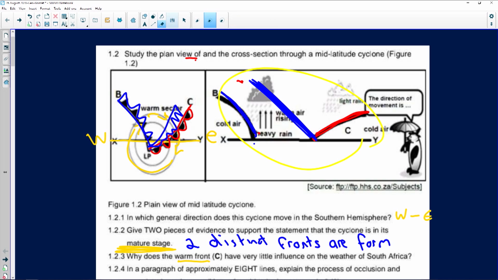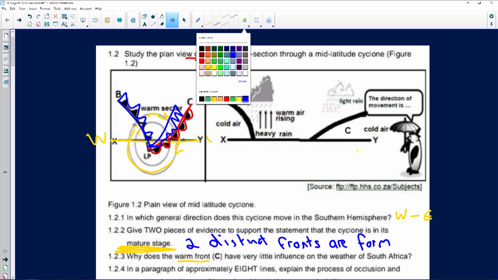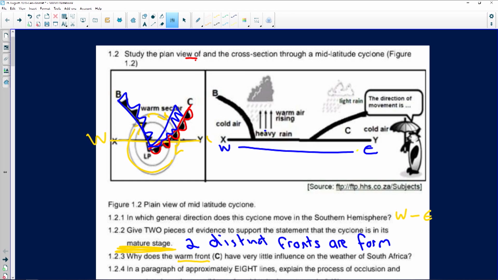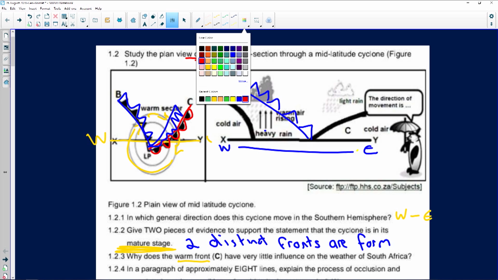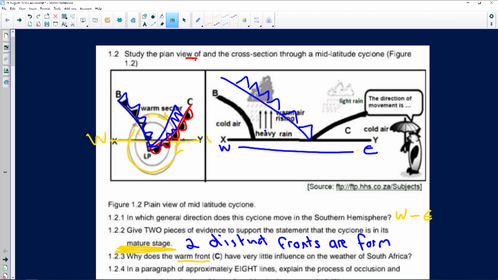Oops, let's get my eraser. So, we established this cold front has moved from west to east. It has caught up with the warm front. So here's the cold front. Okay. Now, we experience a cold front occlusion. What will the warm front do? The cold front will be attached to the surface. The warm front attached to the cold front.